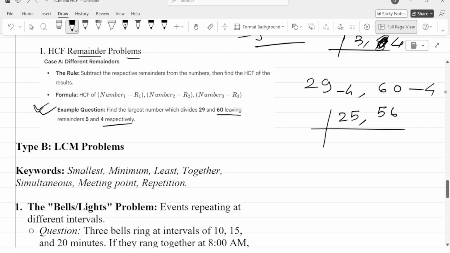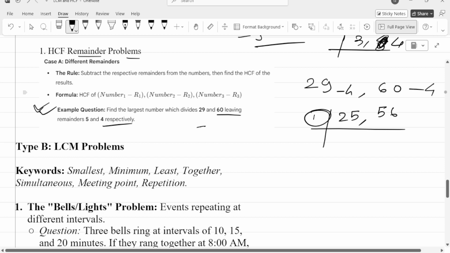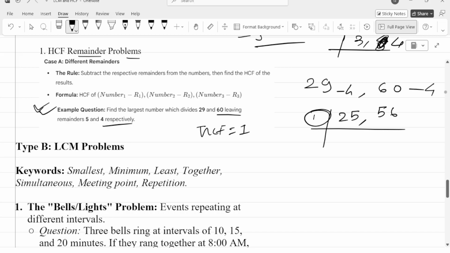Is there any common factor? No. So the numbers are 24 and 56. Is any table common to both numbers? No. So the HCF is 1. So the HCF is 1. I am sure that it never comes with any other. If you find any error, then definitely comment in the box.